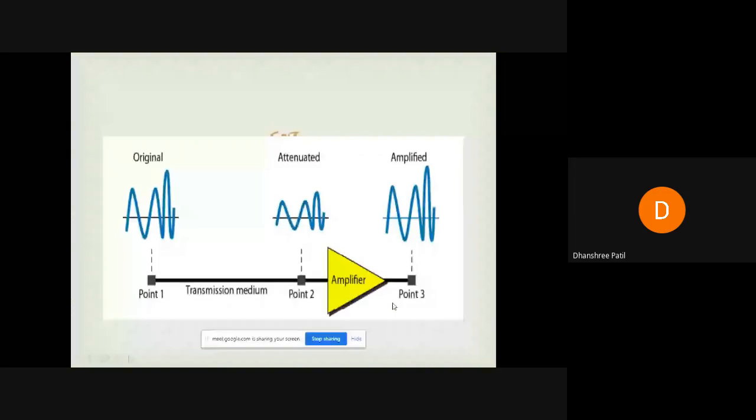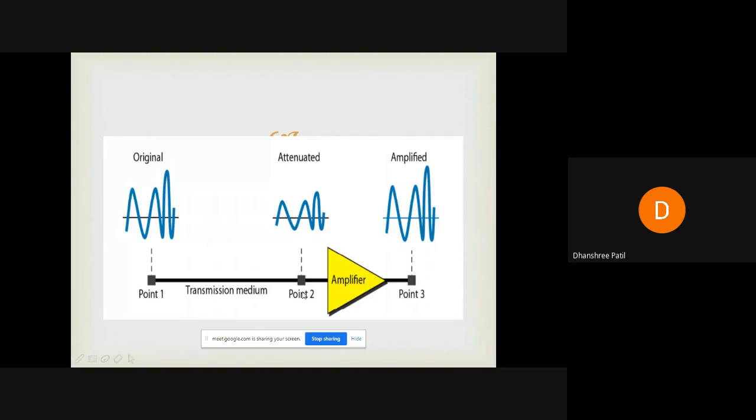See the diagram. So this is my original signal at some point 1. Now, when this signal is getting transmitted through this transmission medium, it may be possible that this signal will get changed. So these amplifiers are used after every some distance to amplify this signal. So you can see here, attenuated means this signal is getting changed at point 2. This is the original signal and this is the affected signal.